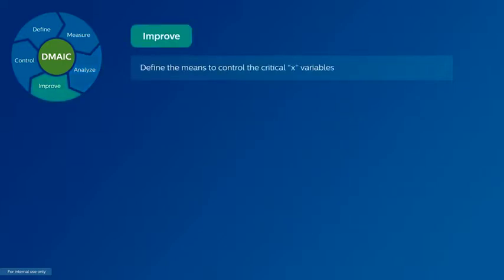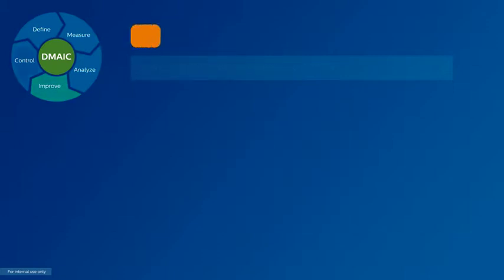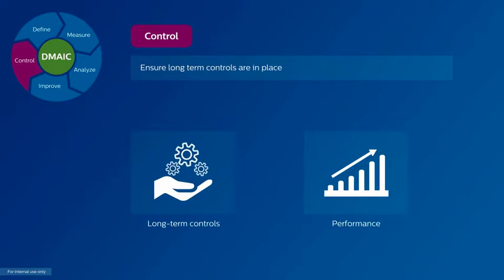In the improve phase, you need to define the means to control the critical X variables to improve the process such that it will perform on target. Like DFSS, DMAIC also includes a control phase. Here, you need to ensure that the long-term controls are in place and that improvements do not disappear over a period of time.